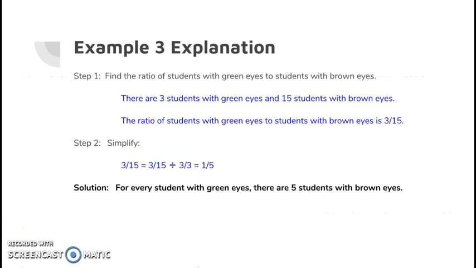So the first step that you're going to do is find the ratio of students with green eyes to the students with brown eyes. There are 3 students with green eyes, 15 students with brown eyes. The ratio of students with green eyes to brown eyes is 3 to 15. We can simplify that by dividing both by 3, and when we do that, we get 1 and 5. So for every 1 student with green eyes, there are 5 students with brown eyes.